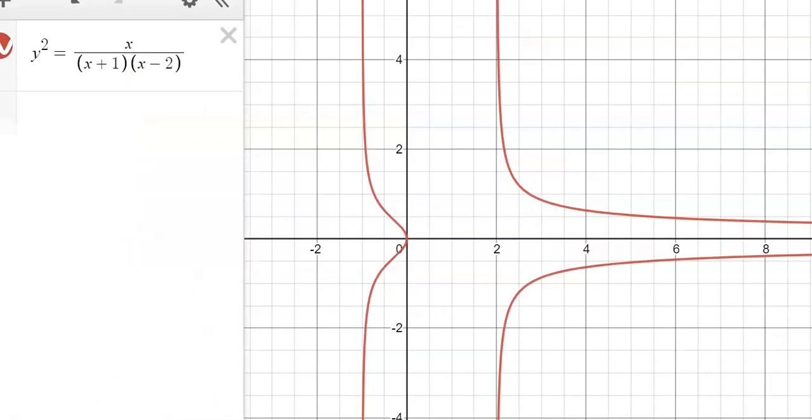And there's what it looks like according to Desmos. So, close enough.